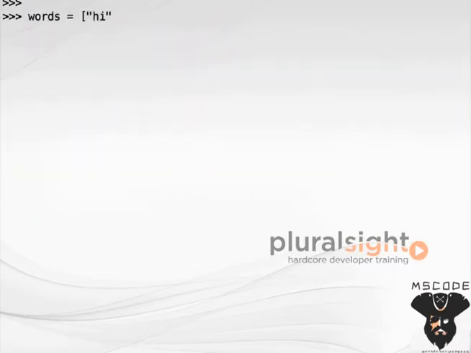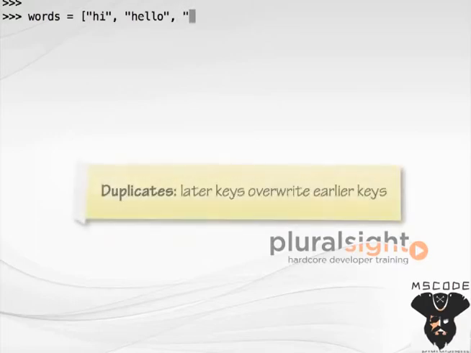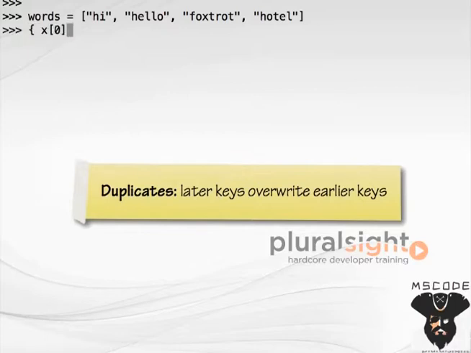Should your comprehension produce some identical keys, later keys will overwrite earlier keys. In this example, we map the first letters of words to the words themselves, but only the last H word is kept.